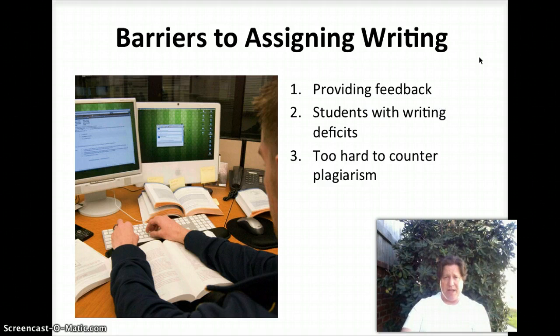How can we get better at providing feedback? How can we serve our students with writing deficits? And how can we create assignments that counter plagiarism?